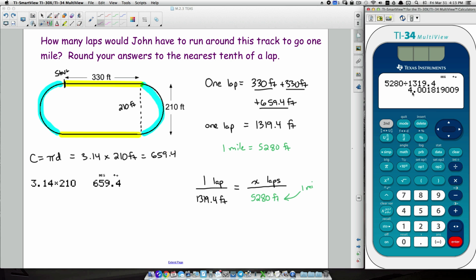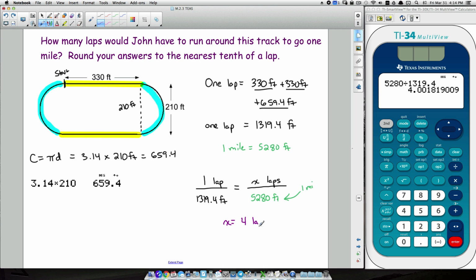Well, pretty much, if he runs 4 laps, I mean, just a hair over 4 laps. I mean, not even a fraction of a foot, really. So 4 laps is what we're looking at. So X is equal to 4 laps. And even if we need to round to the nearest tenth, as you can see, that 0 is going to tell that 0 in the 10th spot to stay the same. So 4 laps. John would have to run 4 laps around this track to go 1 mile. I hope that makes sense.